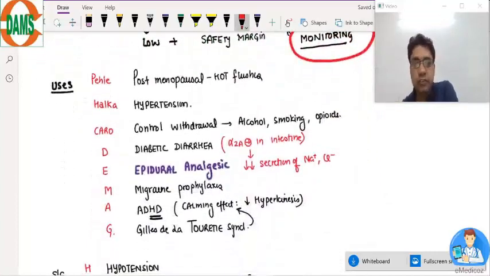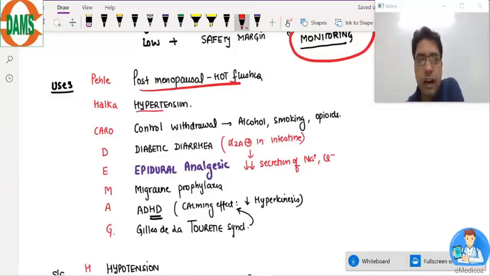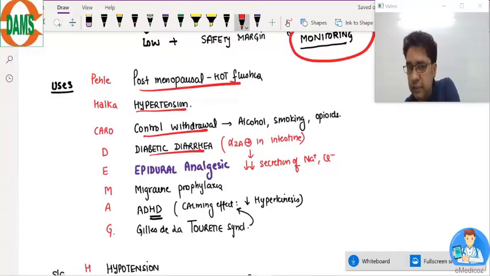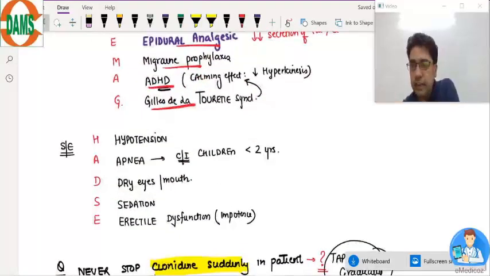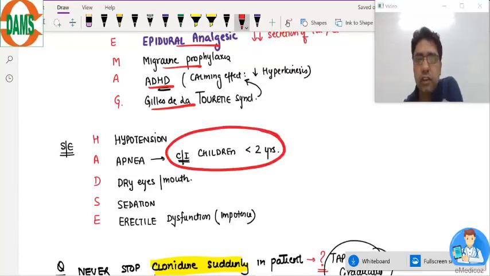Okay, now uses, first lighten the mind: postmenopausal hot flushes, hypertension, control withdrawal of any drug of abuse, diabetic diarrhea, epidural analgesic, migraine prophylaxis, ADHD and Tourette syndrome. Okay. Side effects: hypotension, apnea, dry eyes, dry mouth, sedation and erectile dysfunction. Clonidine should not be given in children less than 2 years of age because of the risk of apnea.